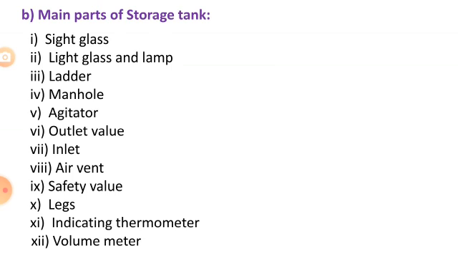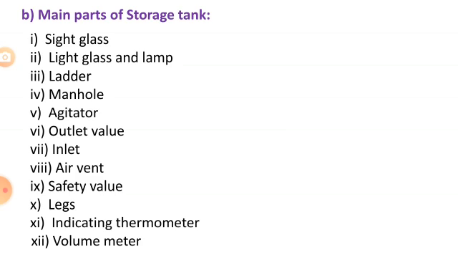Then the agitator, which may be an agitating rod, bar type, or other type, must be there to maintain the homogeneity of milk. So the agitator is fitted in the storage tank. Then the outlet valve, which is used as an outlet, is also in the storage tank. Then an air vent must be there for proper air circulation.